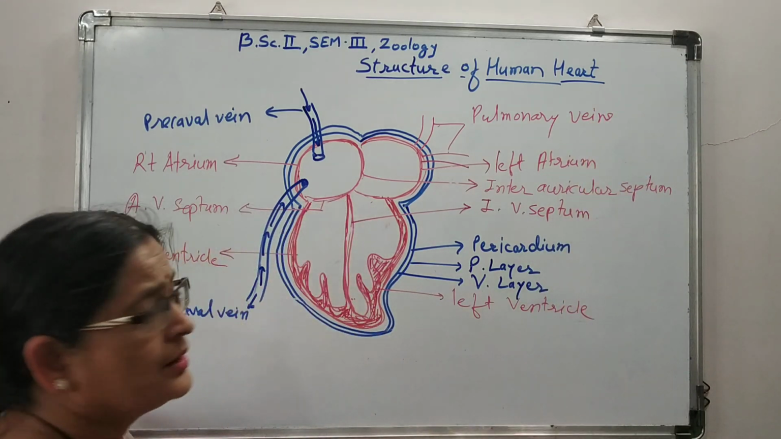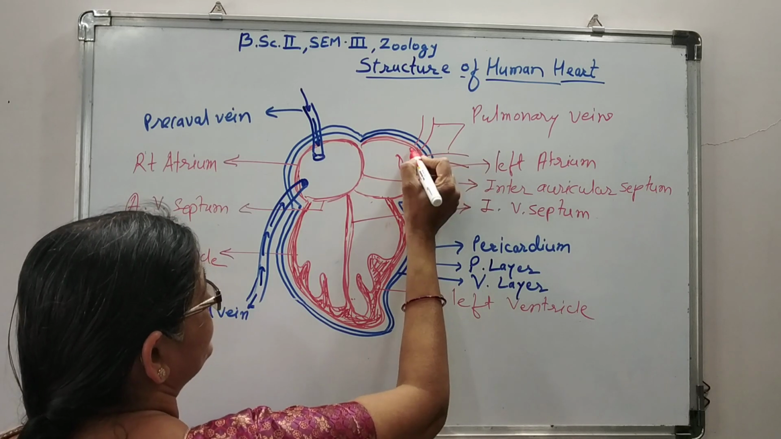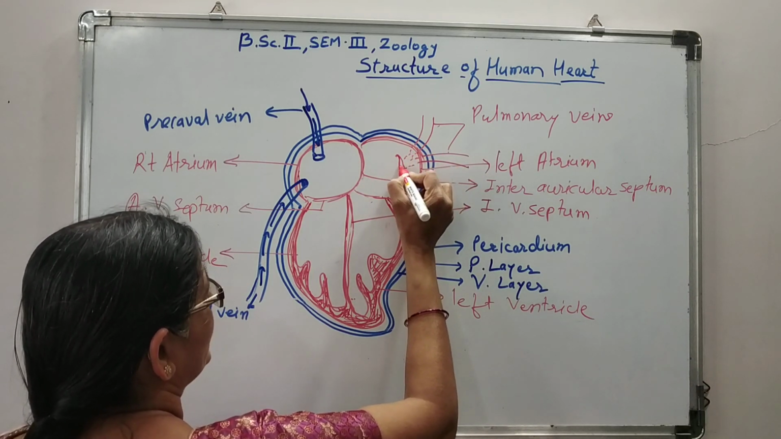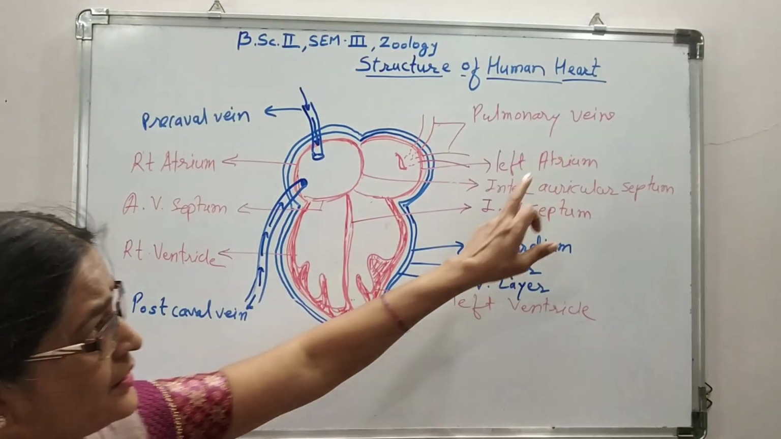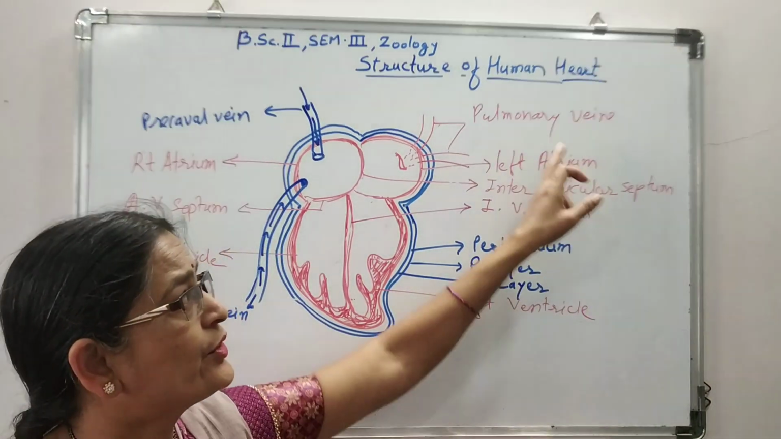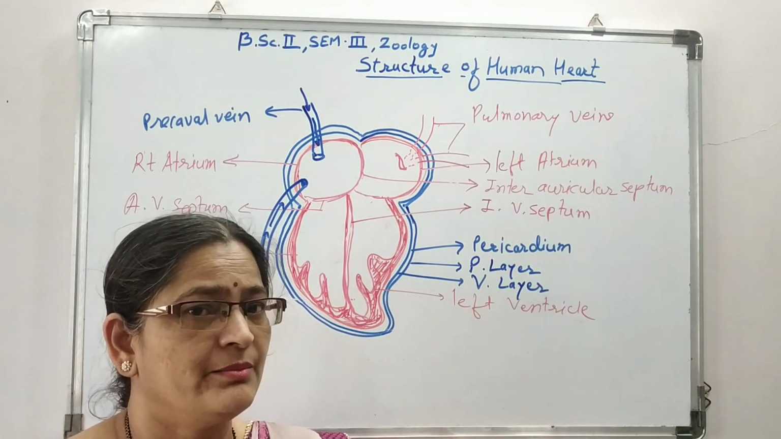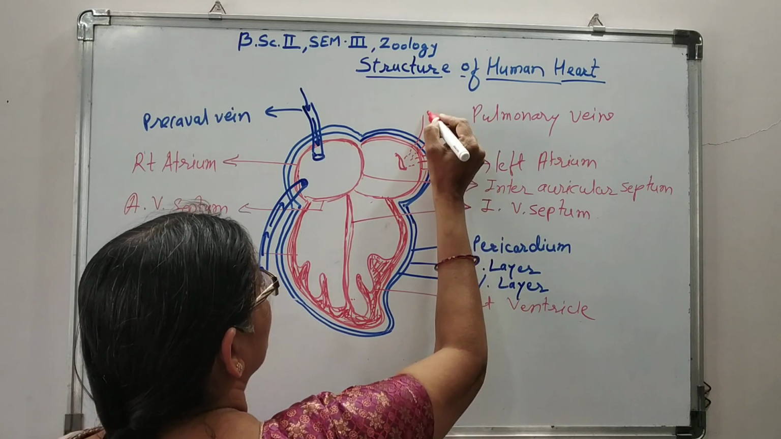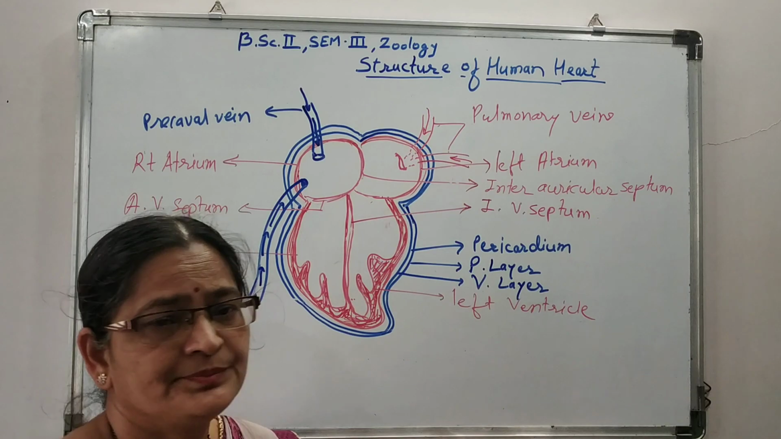These are the two pulmonary veins which open in this left auricle by means of this common opening. This is the opening of this pulmonary vein. This pulmonary vein carries oxygenated blood from the lungs and pours it into the left atrium like this.